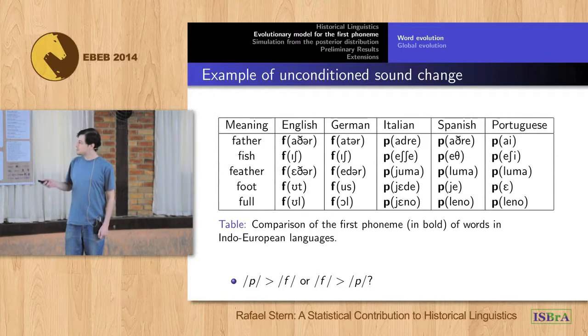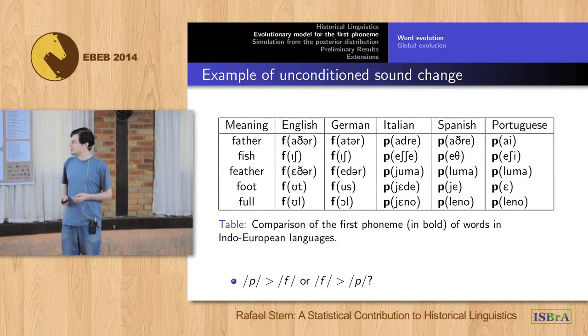So for example, in this table, we have P becomes F, or F becomes P. Just looking at the table, we don't know exactly which one happened, but the table is good evidence that one or the other happened at some point in the past. And this is a part of a well-known sound change law that is called Grimm's law. So Germanic languages, English and German, went through a sound change.